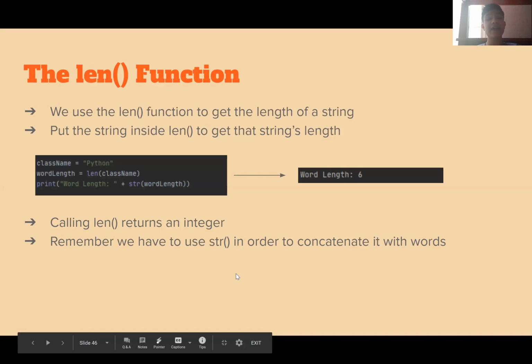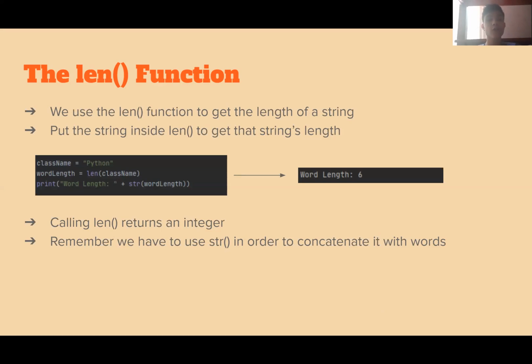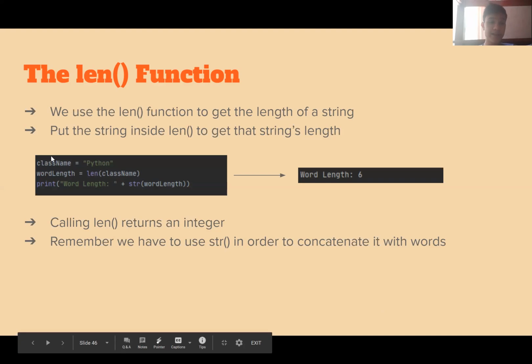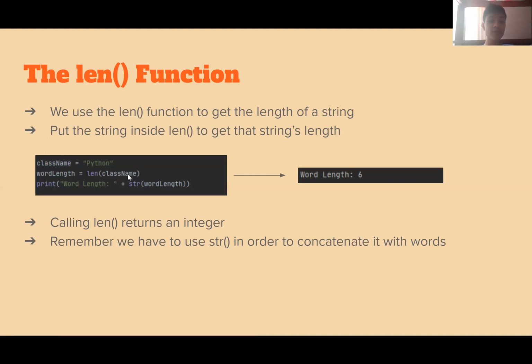Now when we talk about the len function, we use the len function to get the length of a string. You can put the string inside len to get the string's length. If you see in this example, there's class name, which equals Python. Then we make another variable, which is equal to the length of class name. When we print this out and concatenate it to make sure that it is spaced out properly, it will print out word length is 6.